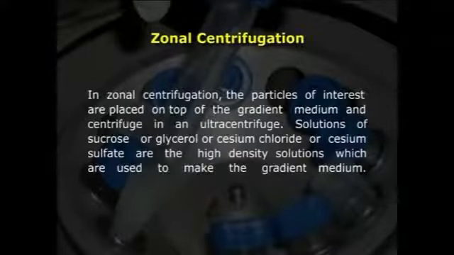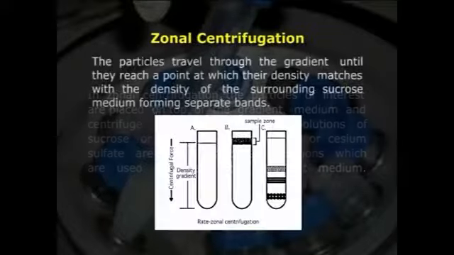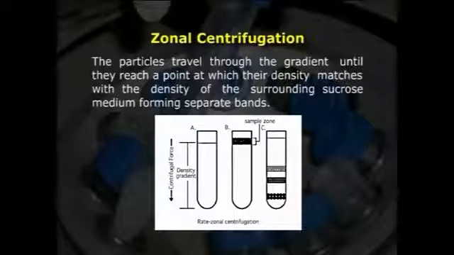In zonal centrifugation, the particles of interest are placed on top of the gradient medium and centrifuged in an ultracentrifuge. Solutions of sucrose, glycerol, cesium chloride, or cesium sulfate are the high density solutions used to make the gradient medium. The particles travel through the gradient until they reach a point at which their density matches the density of the surrounding sucrose medium, forming separate bands. The fraction can be removed and analyzed later.